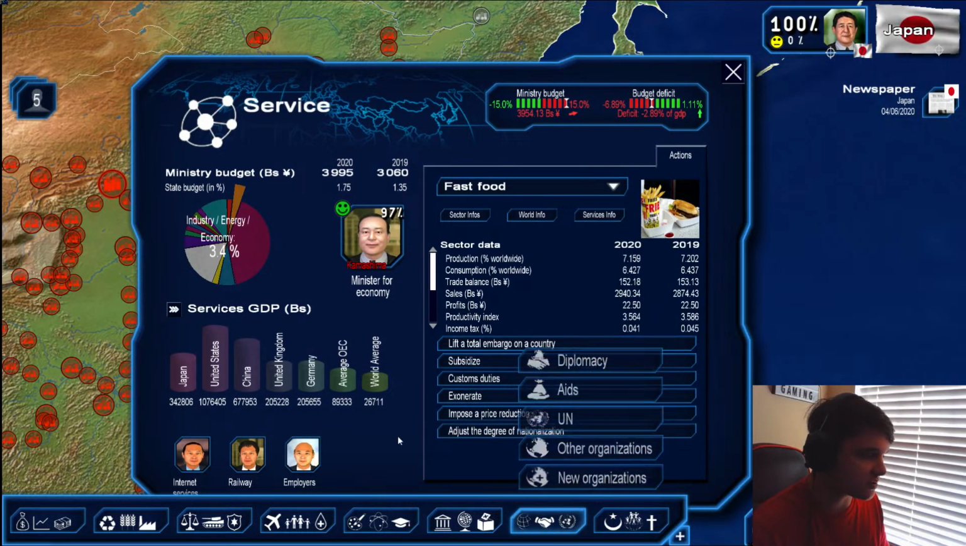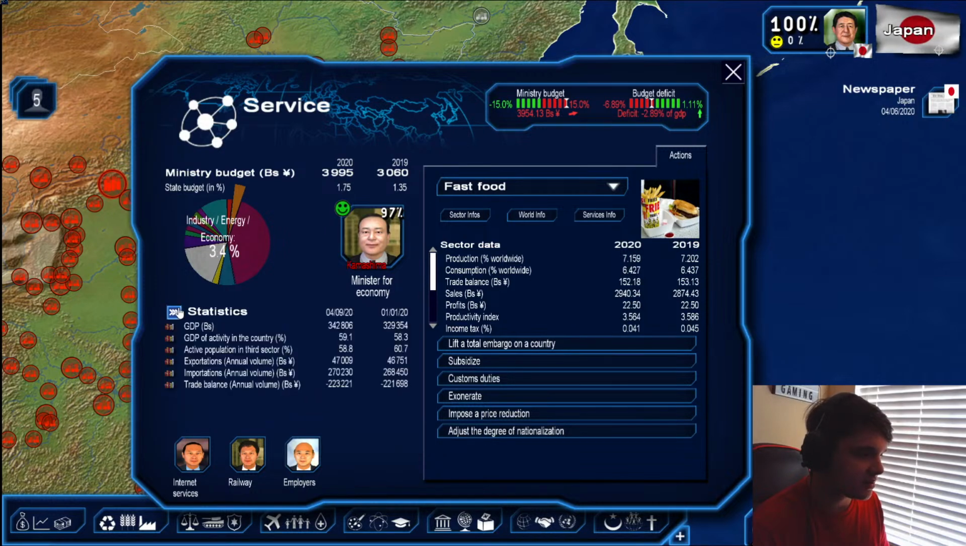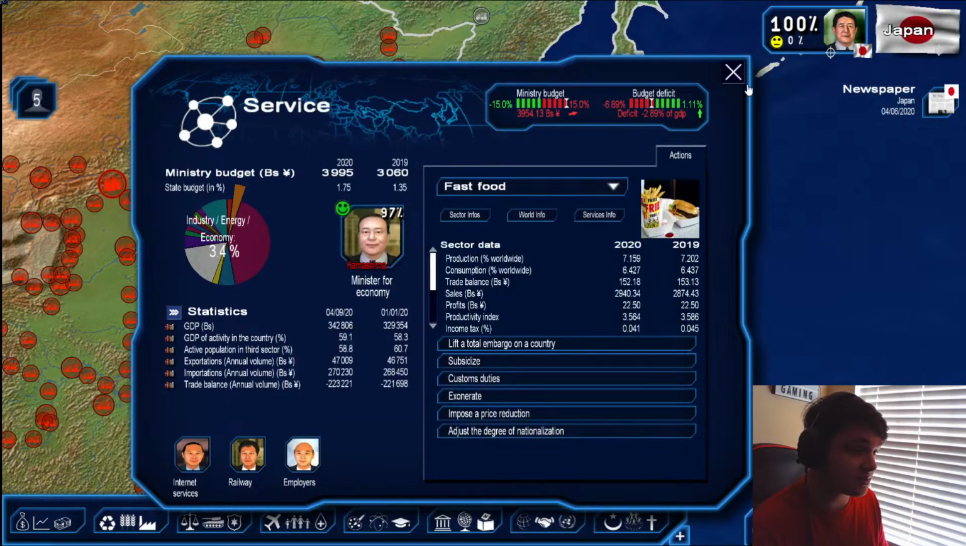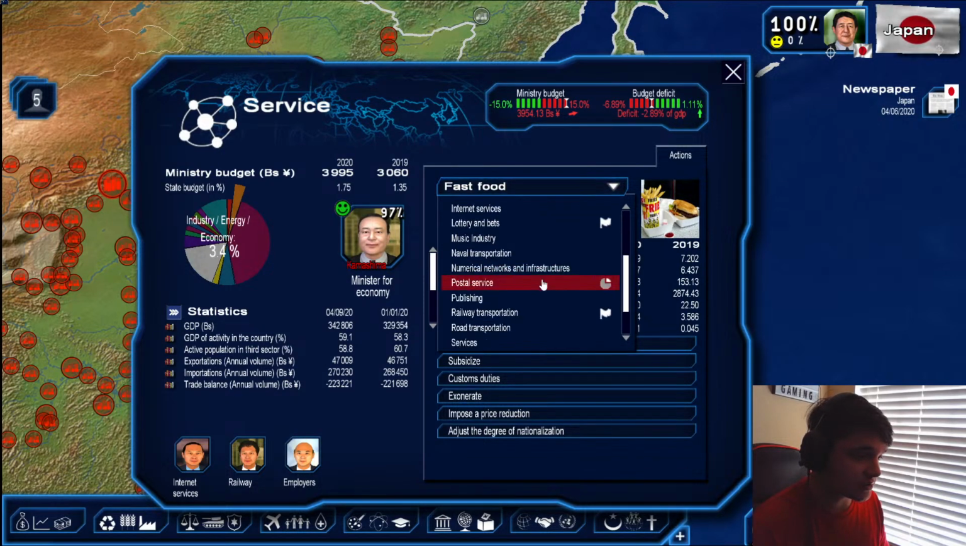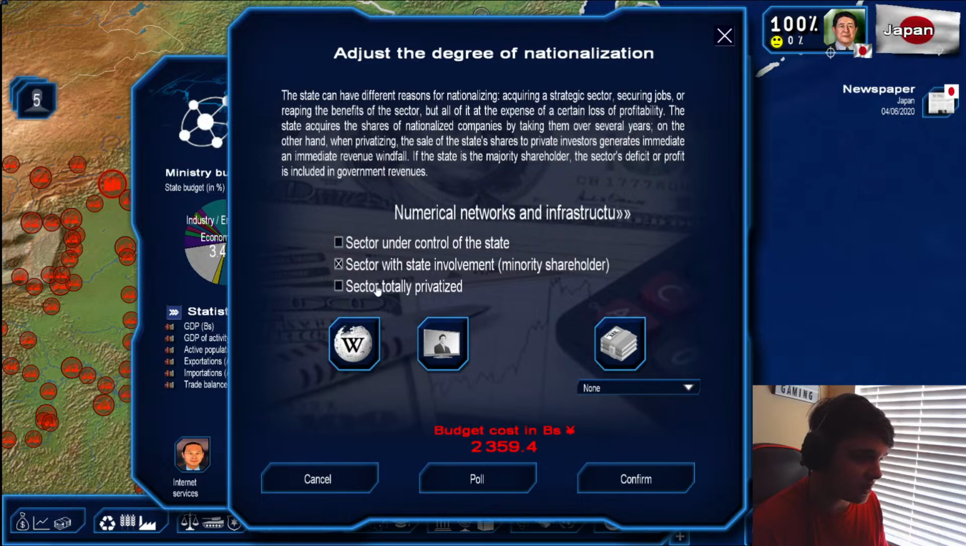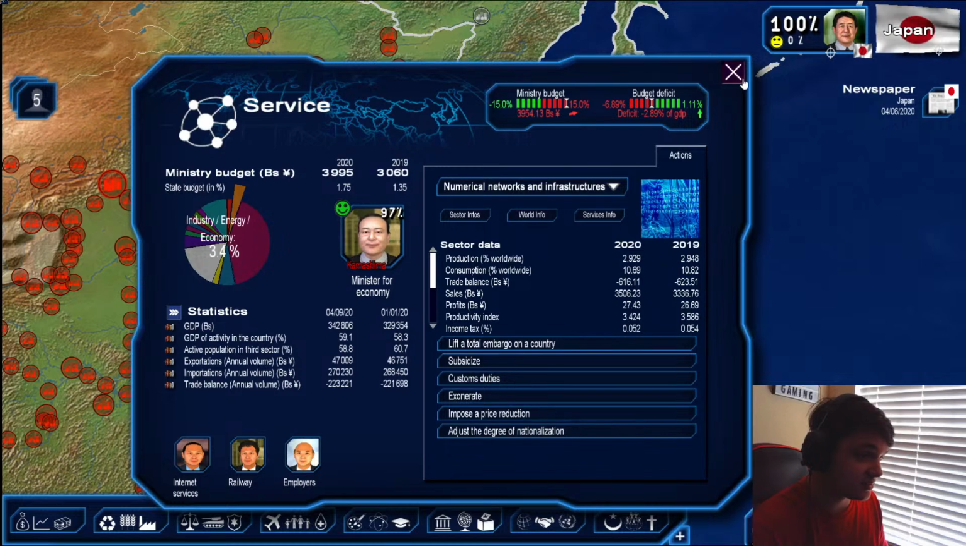Still pulling a production surplus. I do think we have to control Erdogan to stop his expansive policies. Oh, Erdogan is a... Let's talk about that watermelon seller. Tertiary GDP, 349 to 342. Yikes. Something is going on in the tertiary sector. Numerical networks. It's about 35 billion yen? Dollars? $23 billion if we want to nationalize it slightly.